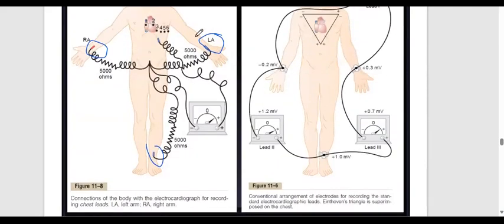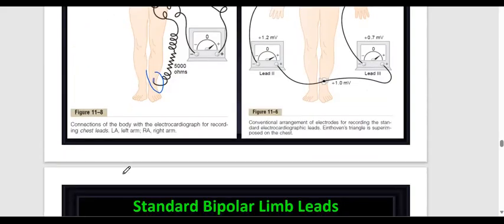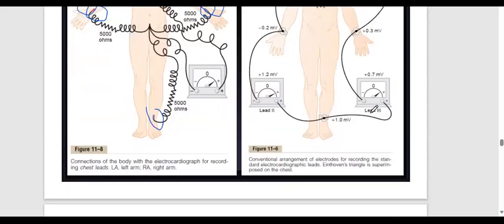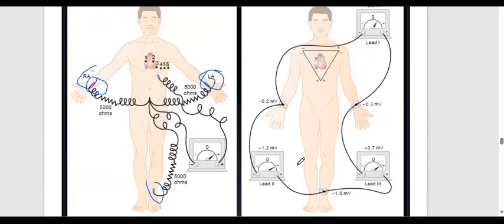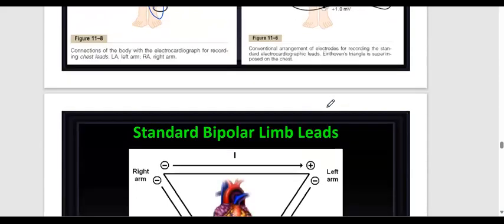Here, RA means right arm and LA means left arm. This is another conventional arrangement of electrodes according to the standard electrocardiograph leads. Einthoven's triangle is superposed on the chest. Basically, this is the old theory, and with its help they were able to conduct the electrocardiogram of the heart.